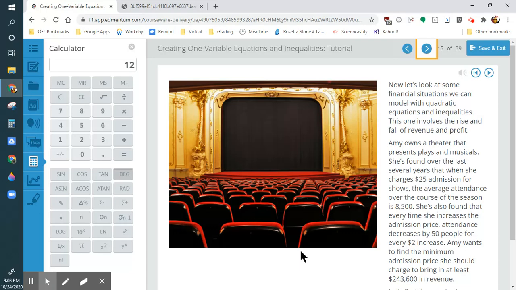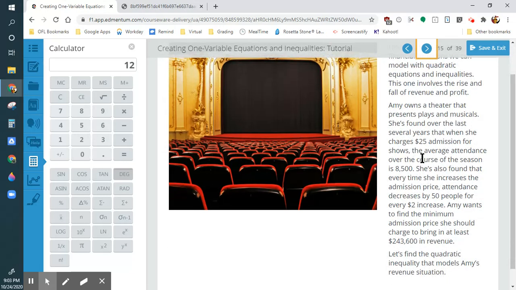Now let's look at some financial situations we can model with quadratic equations and inequalities. This one involves the rise and fall of revenue and profit. Cool. So what we're going to do here is Amy owns a theater that presents musicals. She charges $20 for admission.